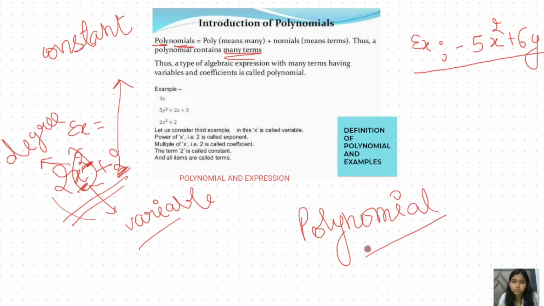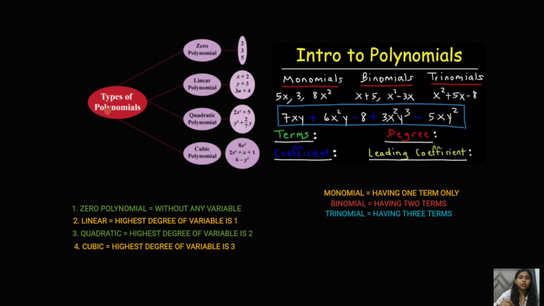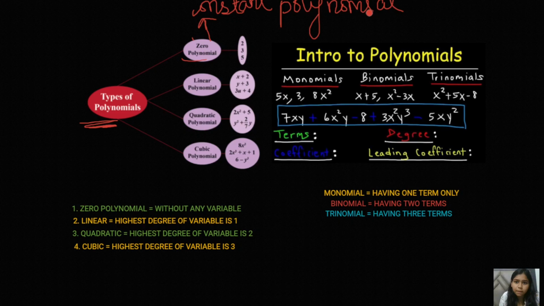Now let's look at some more basic terms in polynomials which we have to study. First is the types of polynomial. Basically, for your syllabus there are 4 types of polynomial. Zero polynomial, which we can also call a constant polynomial. Then there is a linear polynomial, then a quadratic polynomial, and then a cubic polynomial.